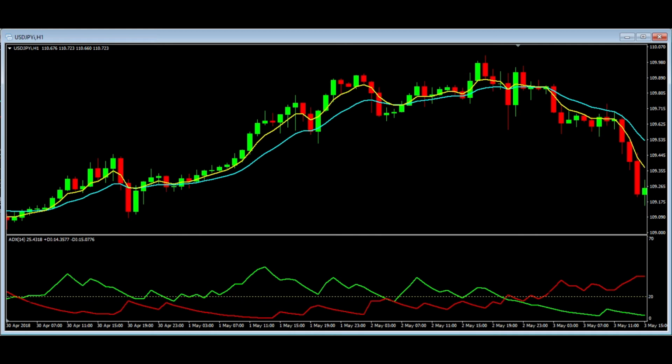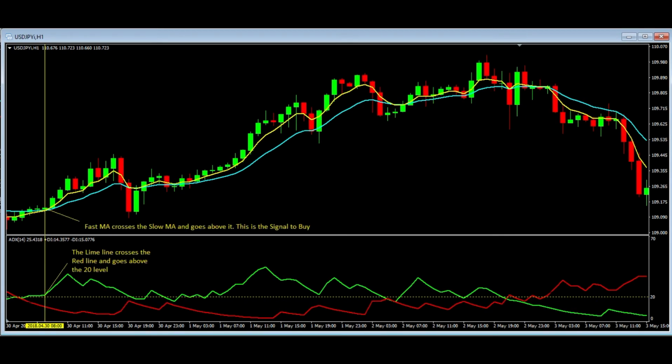Notice that there is a level 20 in yellow color in the ADX window. When the lime line crosses the red line and goes above the 20 level, this is a signal to go long or buy, and when the red line crosses the lime line and goes above the 20 level, that is the signal to short or sell. In the next chart I will place a yellow vertical line at the crossovers.